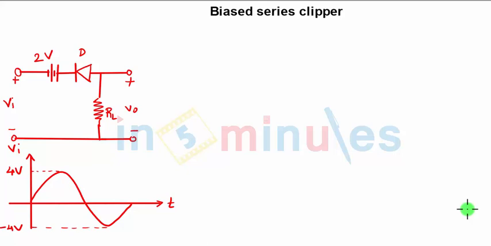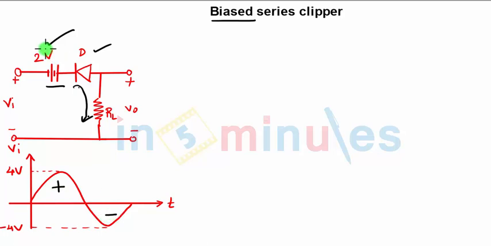Next is again a bias series clipper. As you know, the diode and the load resistance are in series, so the current flowing is the same. The voltage source, that is the biasing, adds a DC voltage source in series with the diode, hence bias series clipper. Now, how to go about the analysis of the bias series clipper: positive and negative half cycle.